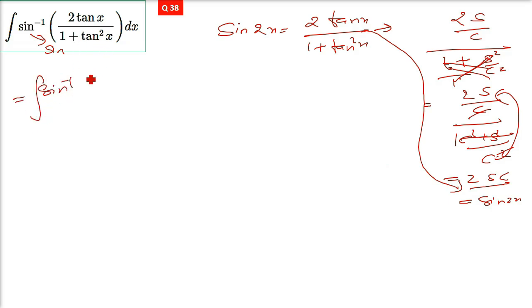So this is sine inverse. Inside this you will get sine 2x. dx is already going along. Sine and sine inverse you can cancel. You have twice outside because 2 is the constant.